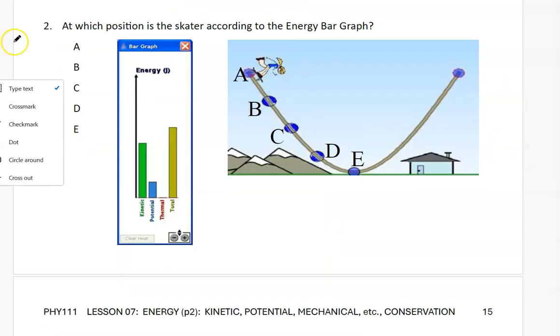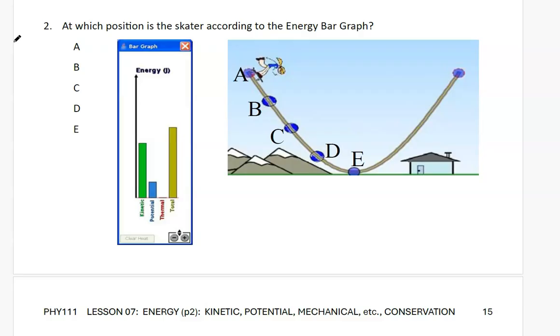Number 2 says, at which position is the skater according to the energy bar graph? All right, so now we're looking at an energy bar graph. We've got, again, 4 different types of energy. We're going to ignore the thermal because this is a frictionless track. So all of the energy will either be in the form of kinetic, potential, or some combination. And the total will always stay constant because of conservation of energy. We are never losing energy. We are never creating energy.